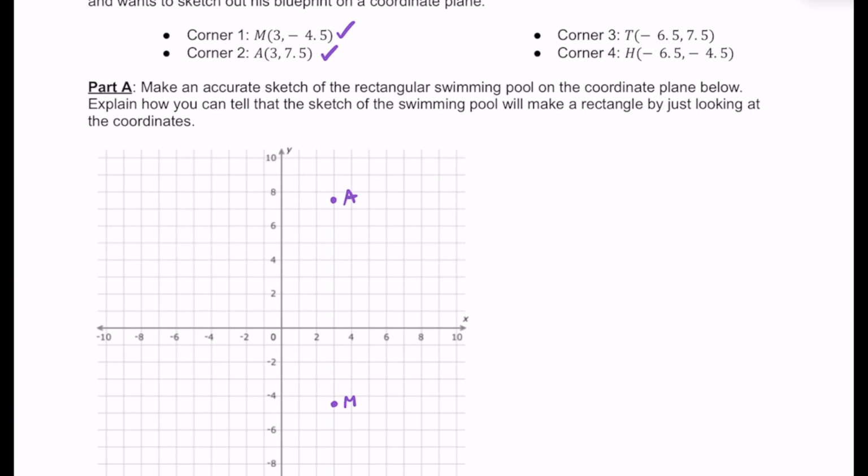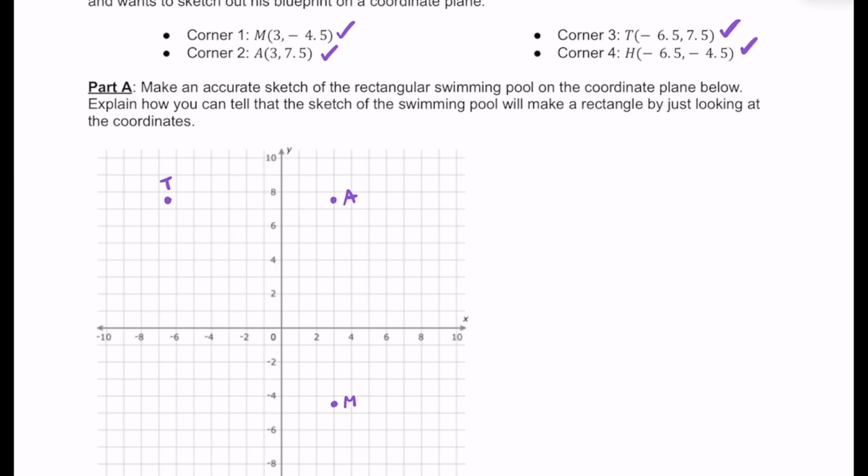Moving on to corner 3, this is going to be T. That's going to be negative 6.5, 7.5. Starting at the origin, 6.5 to the left, and then we're going to move up 7.5. That looks like it's going to be right around here, right in the middle of this grid box, so right about here looks like point T.